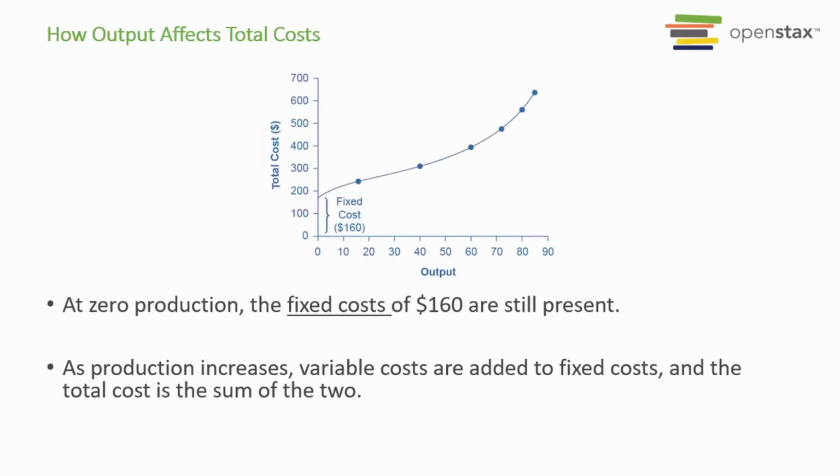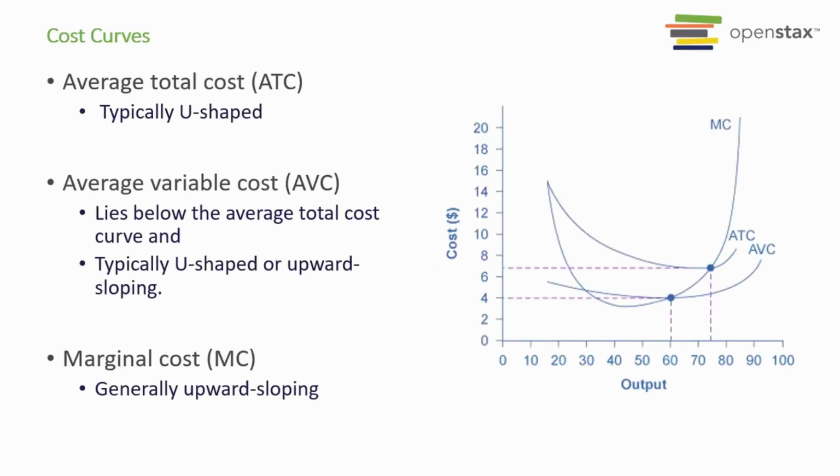We see here how output affects total cost. So we see that if we had zero production, we would still have a fixed cost of $160. That'd be like for the rent, for other things. Regardless of that, even if we didn't produce anything, we would still have the fixed cost. Then we see here that as our production increases, our variable costs get added to the fixed cost, and so the total cost then is the sum of the two. So that would include things such as our materials, cost of labor, and so on and so forth.